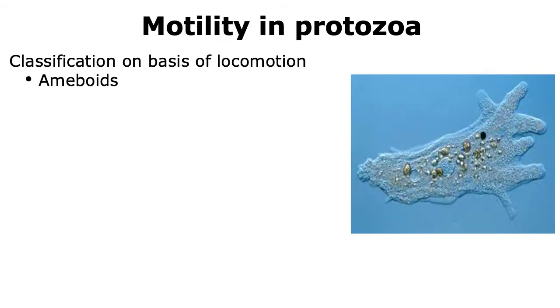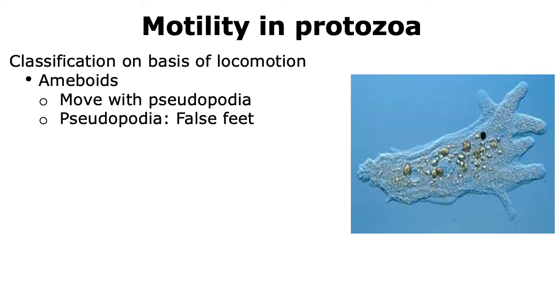Protozoa are able to move, and they show a variety of mechanisms that aid in movement. In fact, based on the mechanism of movement, protozoa can be classified into different groups. The first group are the amoeboids, which are able to move through the cytoplasmic projections called pseudopodia. The literal translation of pseudopodia is false feet.